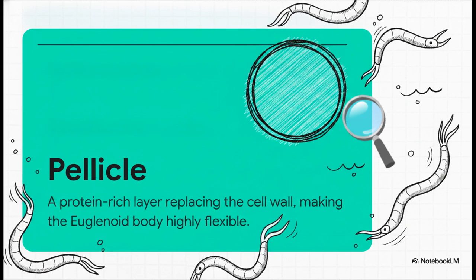So the crucial point for your exam is this exact definition, the pellicle. Seriously, mentally circle this buzzword in your notes right now. Instead of a rigid cell wall like the cellulose or silica we just talked about, euglenoids have this protein-rich outer layer. This gives them a huge structural advantage, making their bodies incredibly flexible and maneuverable as they swim around using their 2 flagella, one short and one long.